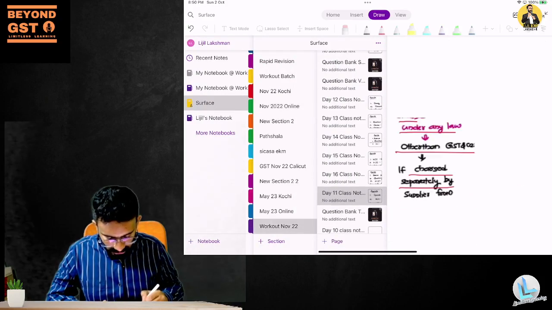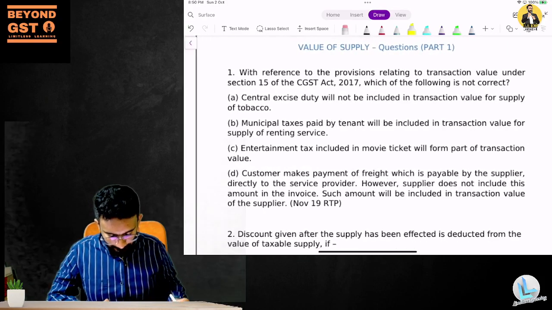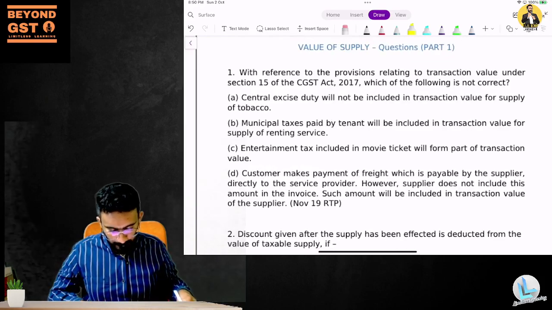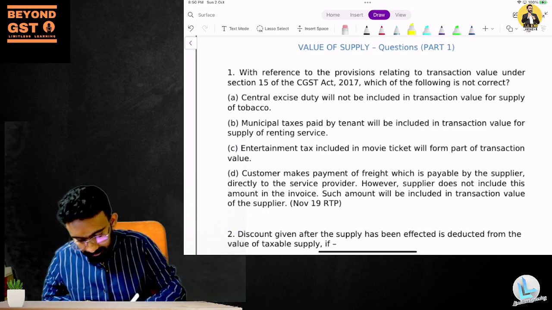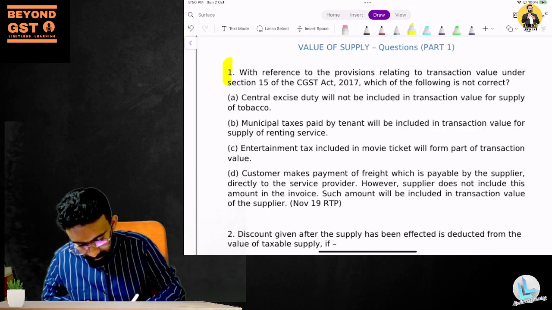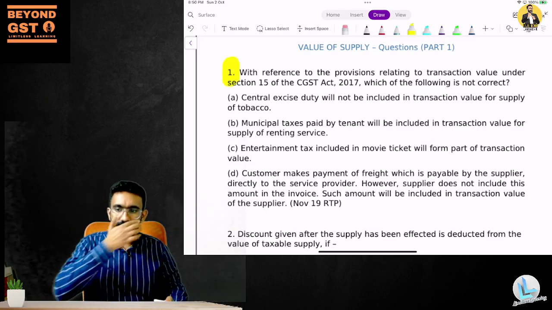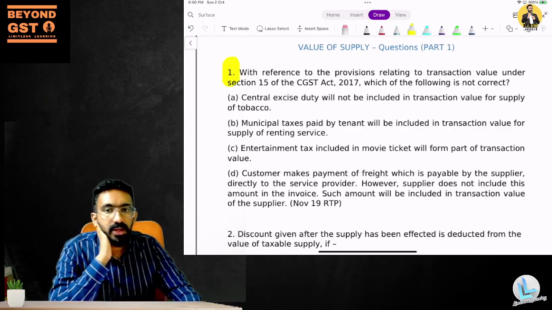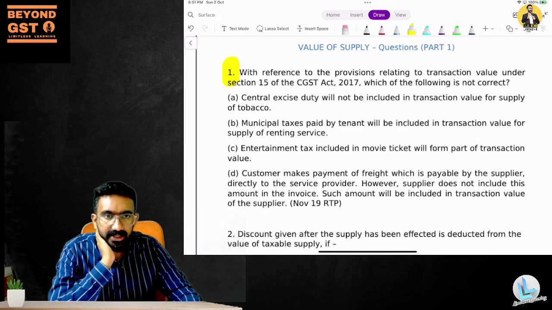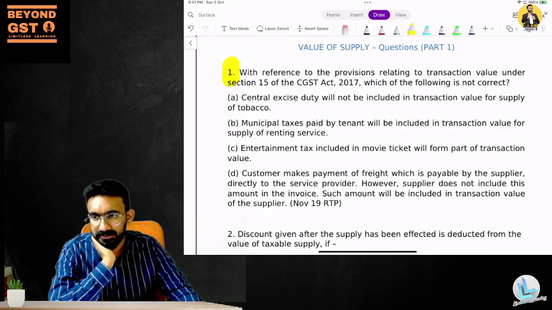Now let's look at question number 1. It's an MCQ question, straightforward, simple question. I'll read the question for you, then we'll try to get an answer for that. With reference to the provisions relating to transaction value under section 15 of CGST Act 2017, which of the following is not correct?